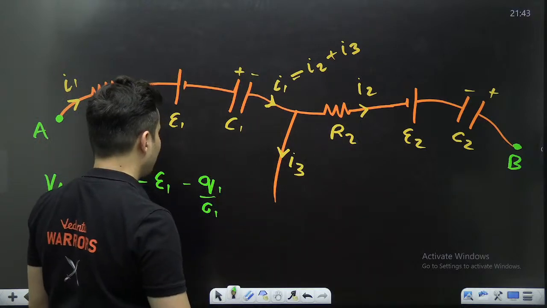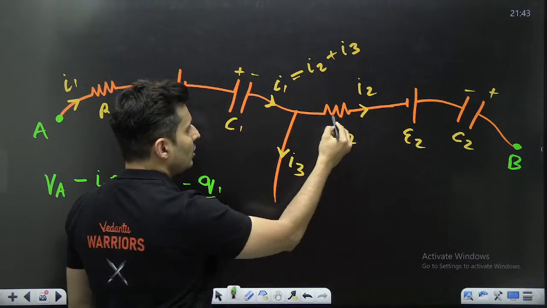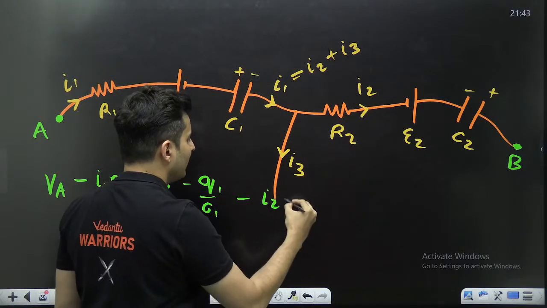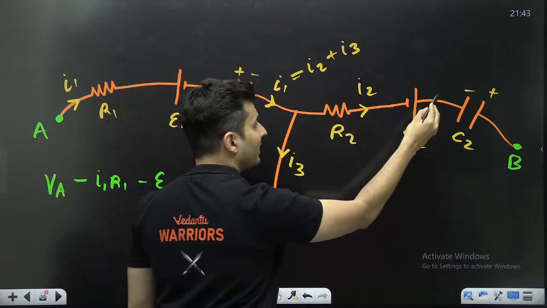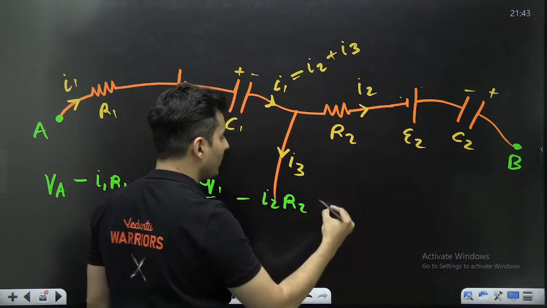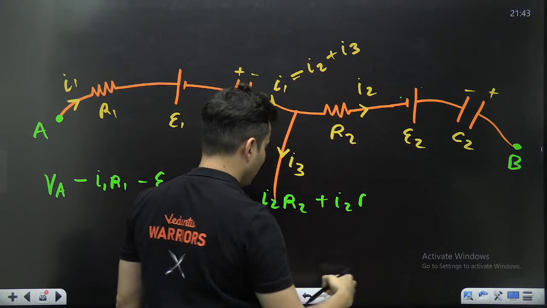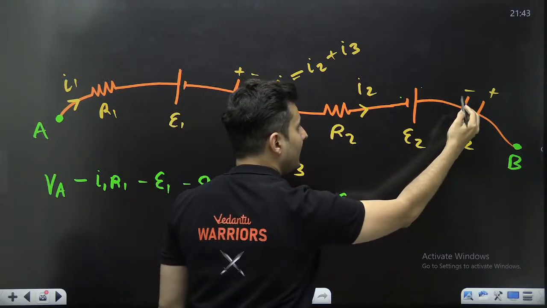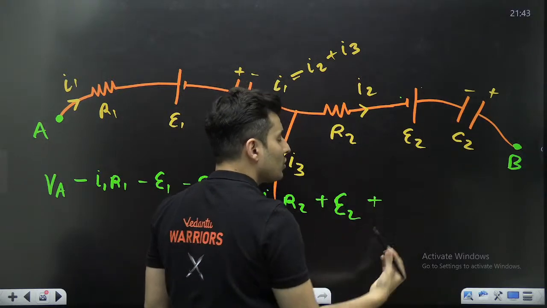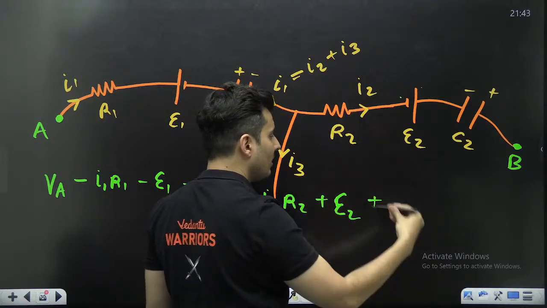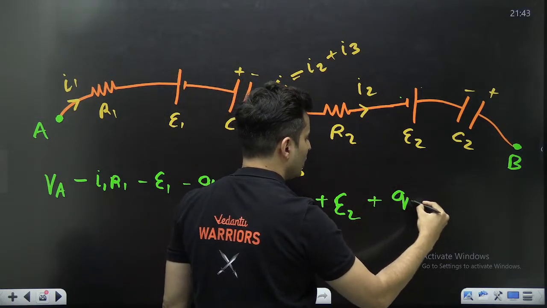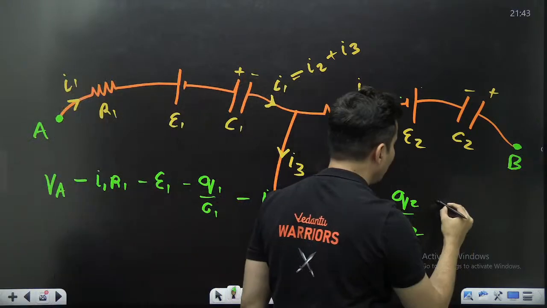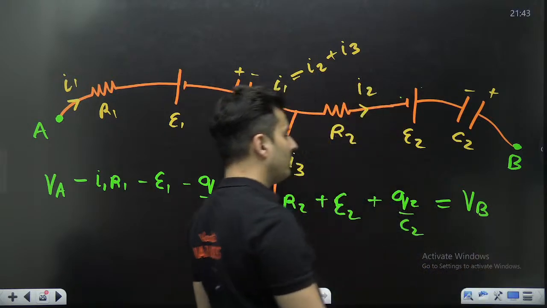Then as you go over here, what do you get? You get this resistor, again you are going in the direction of the current, so there is a drop of minus I2 R2. Here you encounter a battery, you are going from negative to positive, so it will be plus E2, from low to high, so it will be a jump. And here you are going from negative to positive, so low to high, it's a jump, it's a raise, so plus Q2 by C2. So that's how you write the equation, and when you reach over here, you get point B.